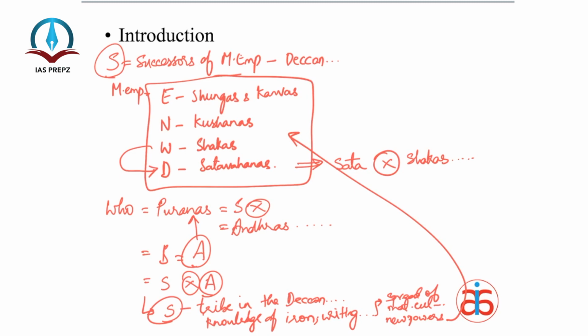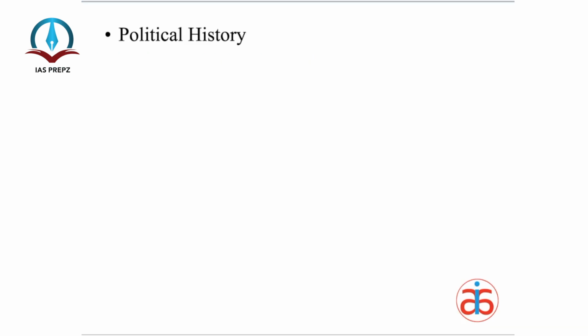With this basic introduction, now let us get into the different aspects of the Satavahanas: the political, the administrative, the economic, religious, and social and cultural conditions. First, talking about the political history of the Satavahanas.